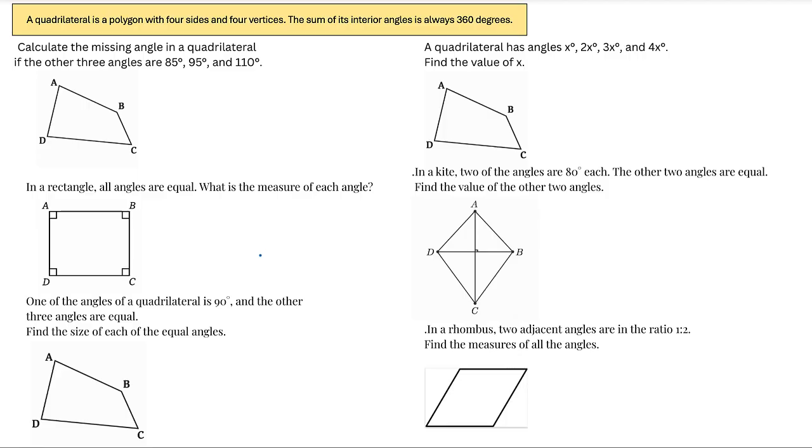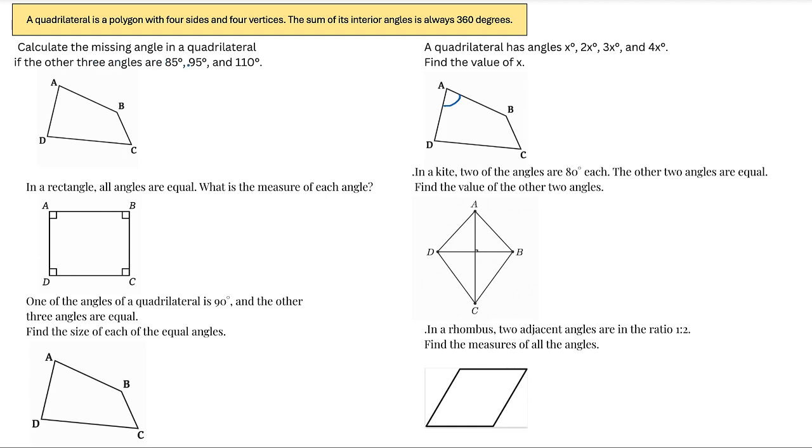Hi guys, this is a quadrilateral angle lesson. What you need to know is a quadrilateral is a polygon with 4 sides and 4 vertices, and the sum of its interior angles is always going to be 360. Always going to be 360. Interior angles mean what's inside. An interior angle is what's inside, nothing to do with the outside.